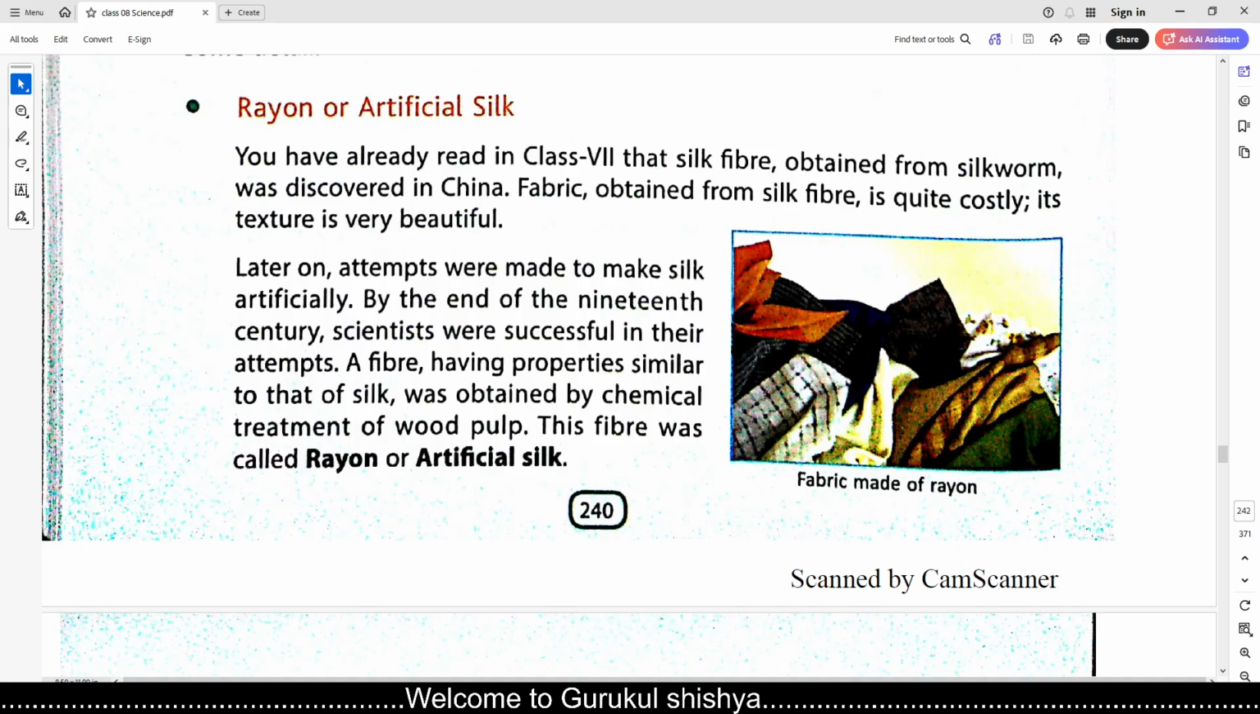Later on, attempts were made to make silk artificially. By the end of the 19th century, scientists were successful in their attempts. A fiber having properties similar to that of silk was obtained by chemical treatment of wood pulp. This fiber was called rayon or artificial silk.